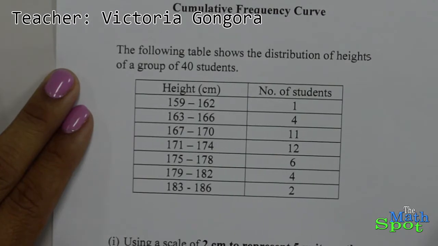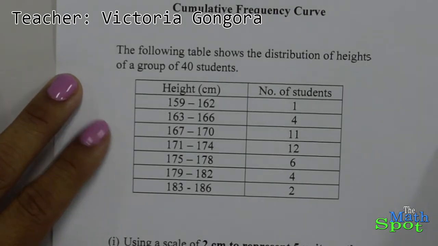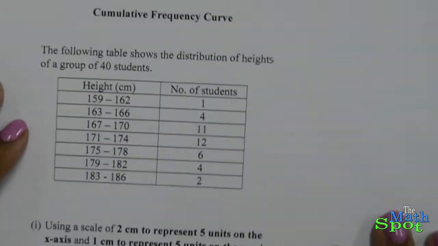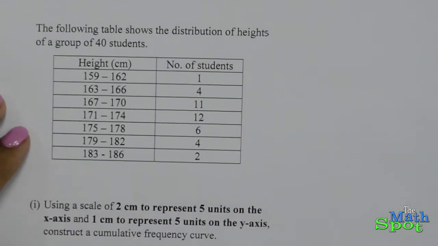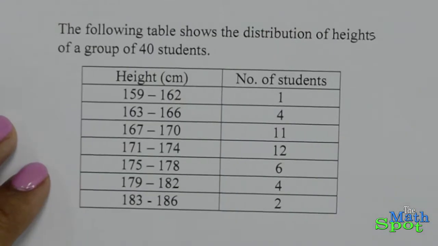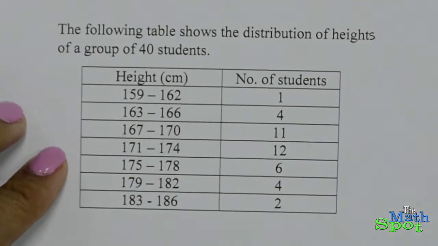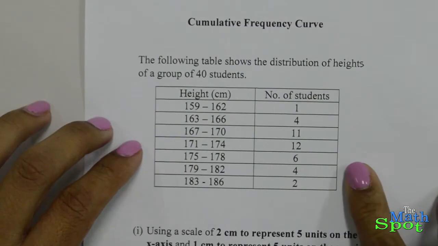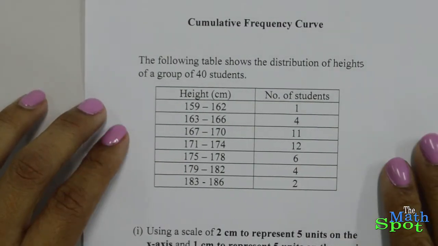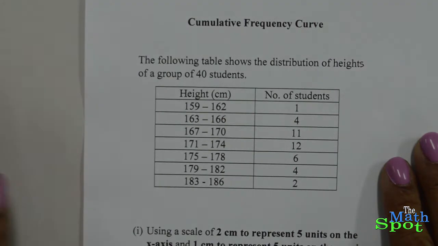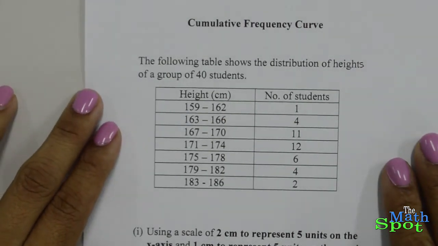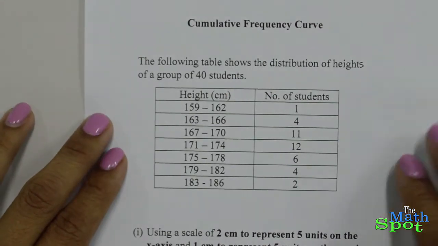Let's have some fun today with drawing the cumulative frequency curve. Here we have a set of data representing heights for students. The first column represents the heights and the second column represents the number of students, also known as our frequency. From this set of data, it is very difficult to determine the median height and the upper and lower quartile values. So to get those values, we need our cumulative frequency curve.